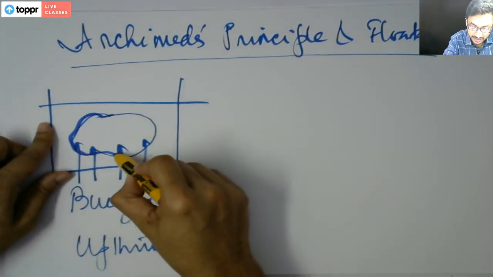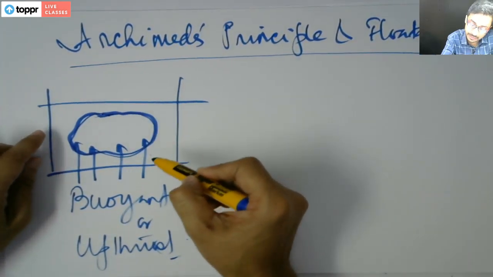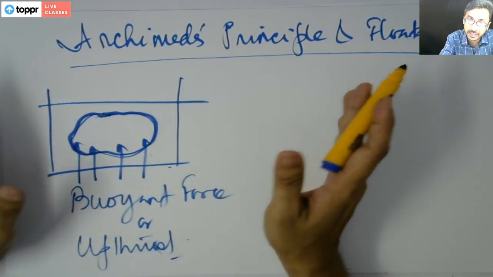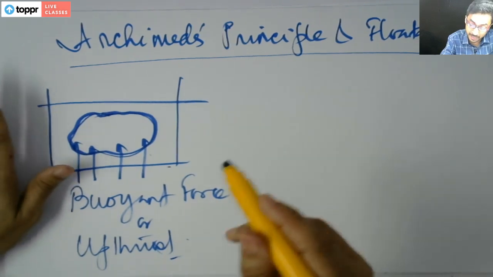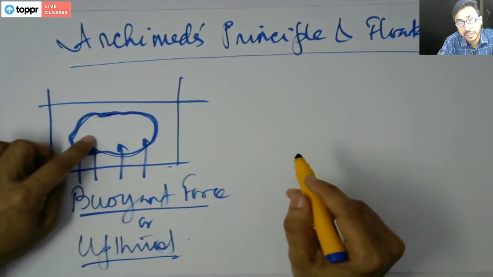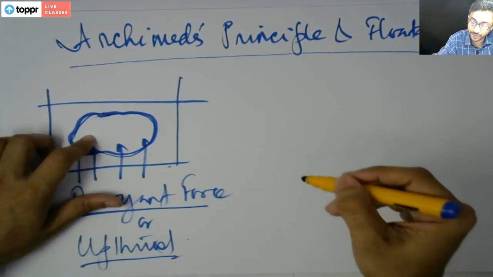Now, if this is the volume of the solid inserted within the liquid, then it is displacing the same volume of liquid, and the upthrust or the buoyant force will be equal to the weight of the liquid displaced. Let us see how we can find that.